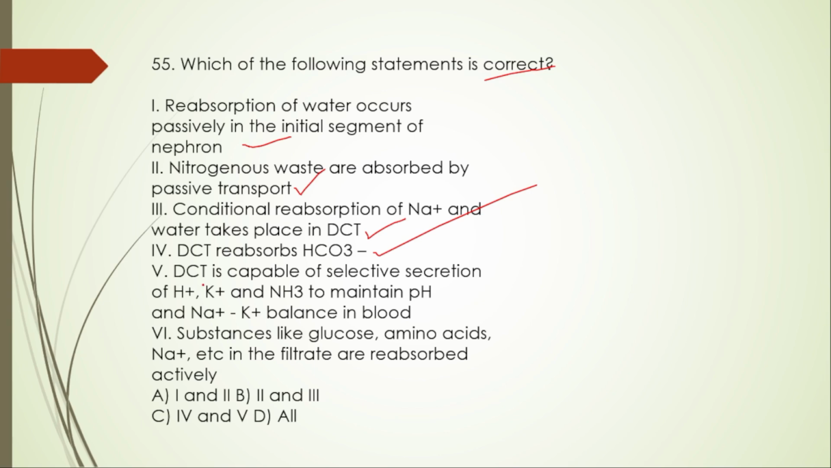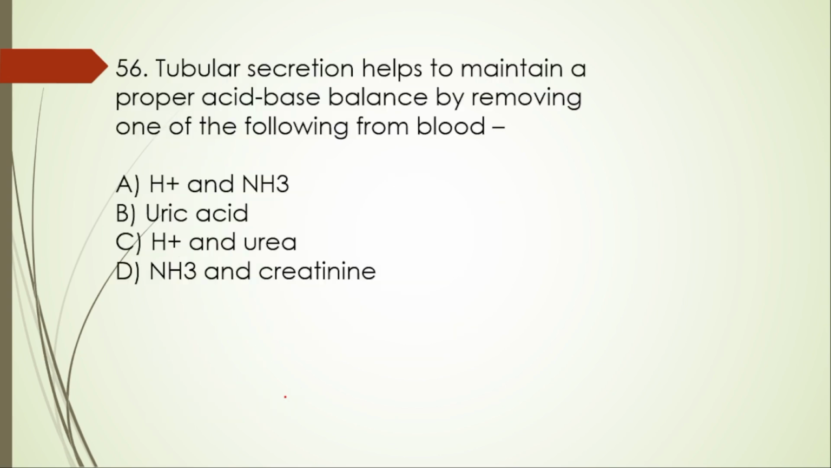Fifth one, DCT is capable of selective secretion of H+, K+ and NH3 to maintain pH and the Na+ K+ balance in the blood. This one is also right. Whereas substances like glucose, amino acids, Na+, etc. in a filtrate are reabsorbed actively. Yes, this one is also right. So for the 51st, all are right. D option is correct. Next question, that is question number 56.